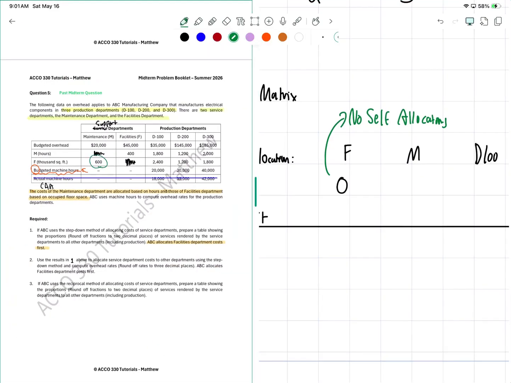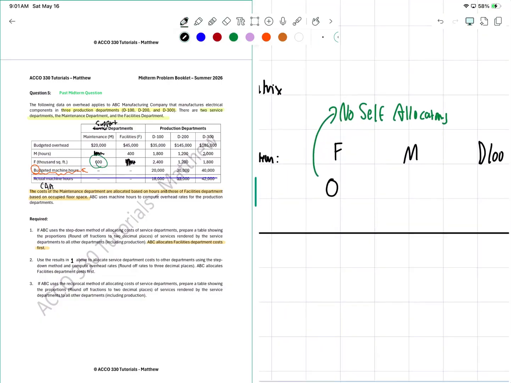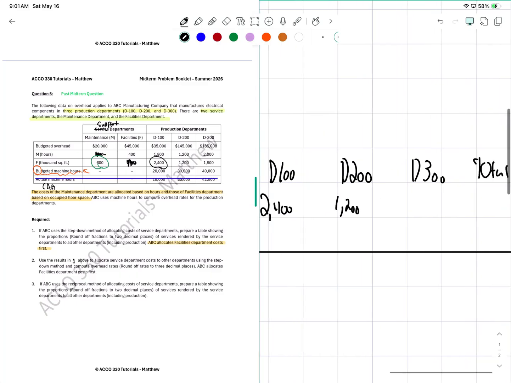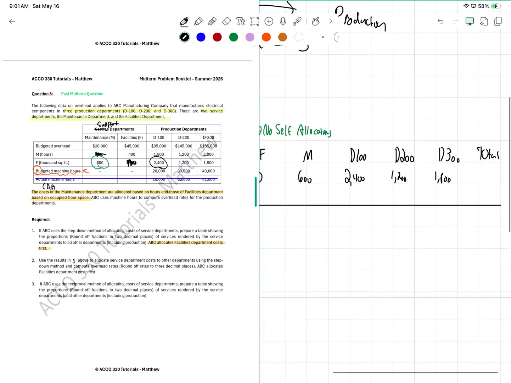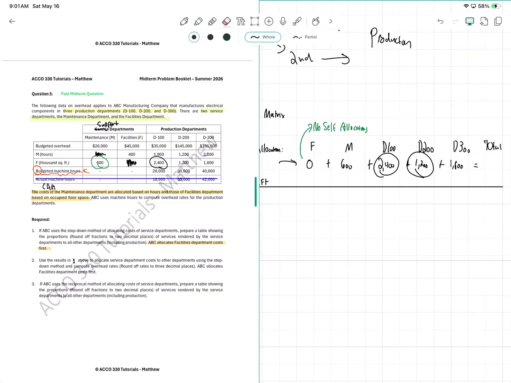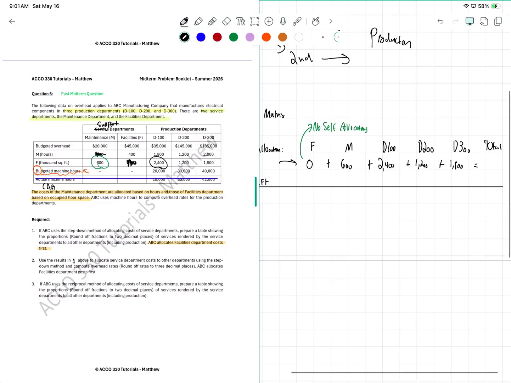Now we have maintenance, which gets 600 square feet allocated to them, so I'm going to put 600 here. Then I'm going to put 2,400 here for D100. And I'm basically just following the line, guys. 1,200 for D200 and 1,800 for D300, okay? Now, when you have the whole line of square feet filled out, you can then calculate what the total would be. If we add up everything here, 0 plus 600 plus 2,400 plus 1,200 plus 1,800, that's going to give you 6,000. That's going to be your total square feet, 6,000.